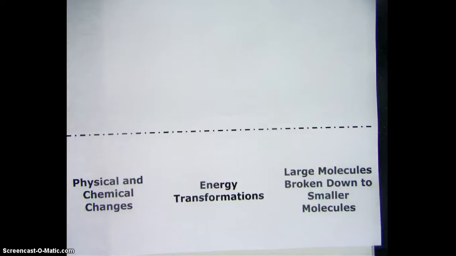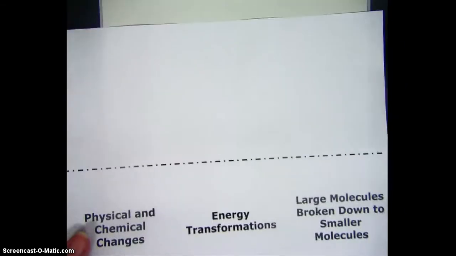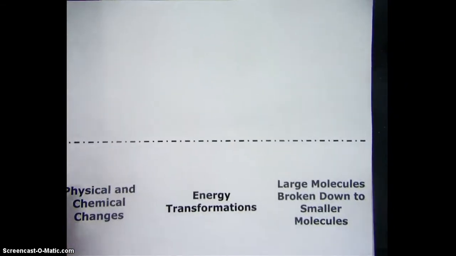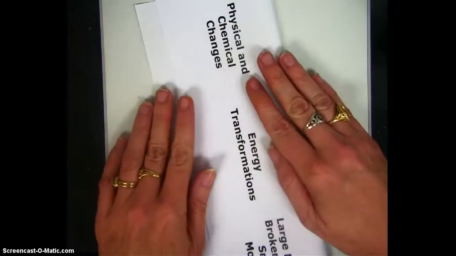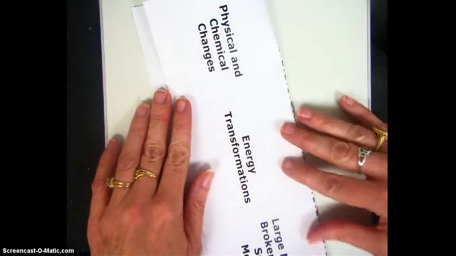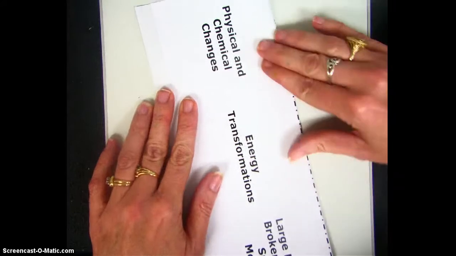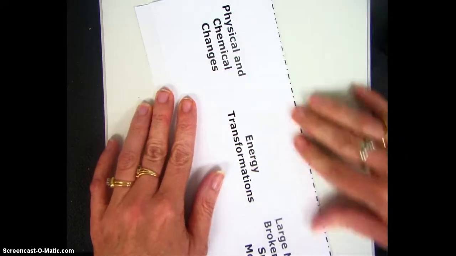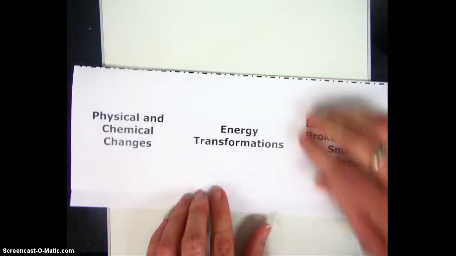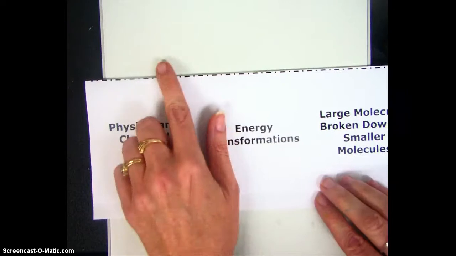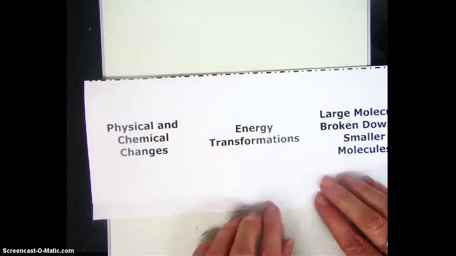Hi guys, this is Ms. Kuban and I'm going to walk you through how to do your digestive system foldable. So you have a paper like this that has a fold line, not a cut line. What you're first going to do is fold the paper to get the fold line in view. You can see the fold line up at the top of your foldable.